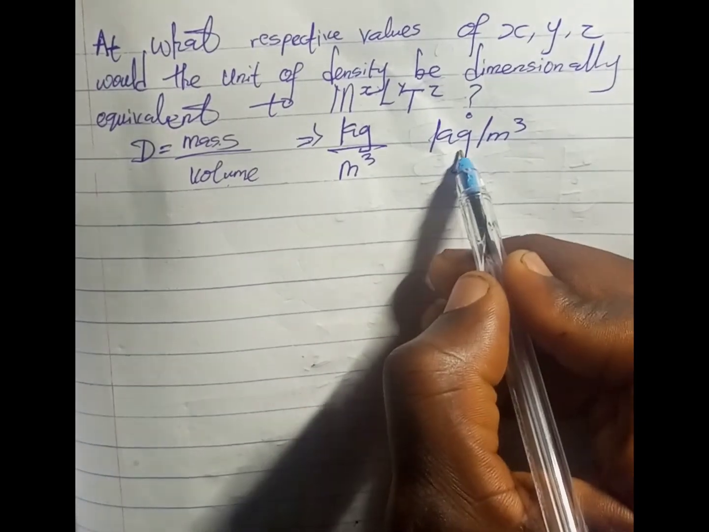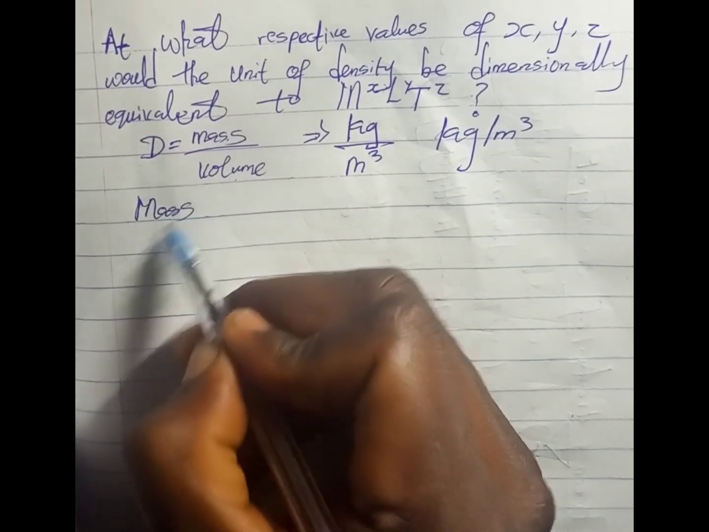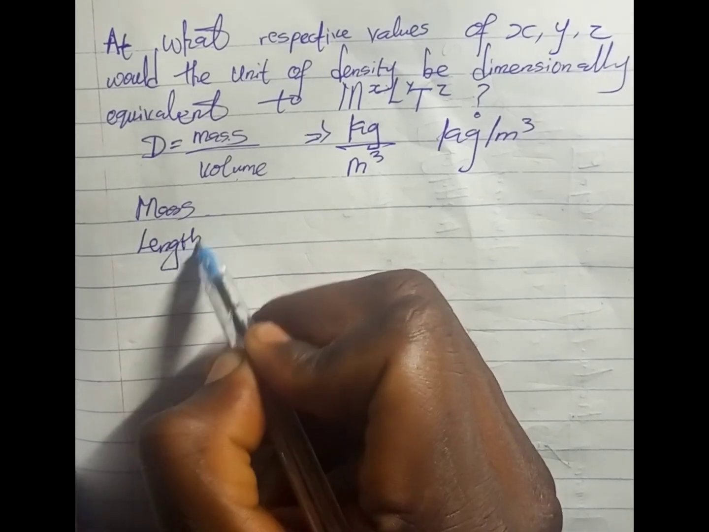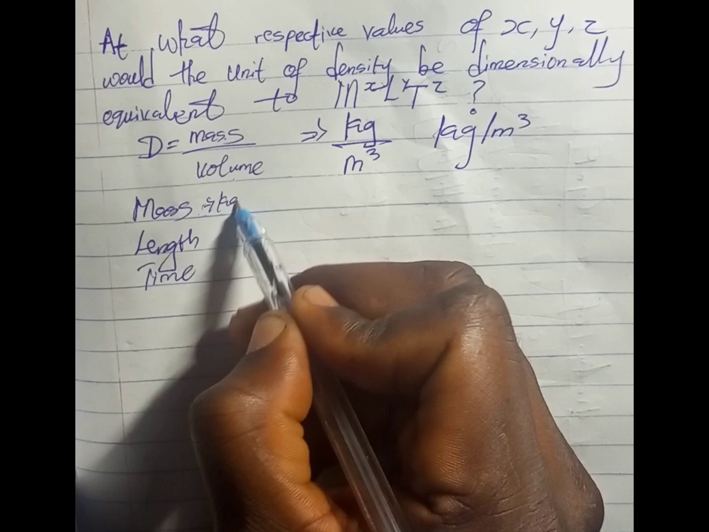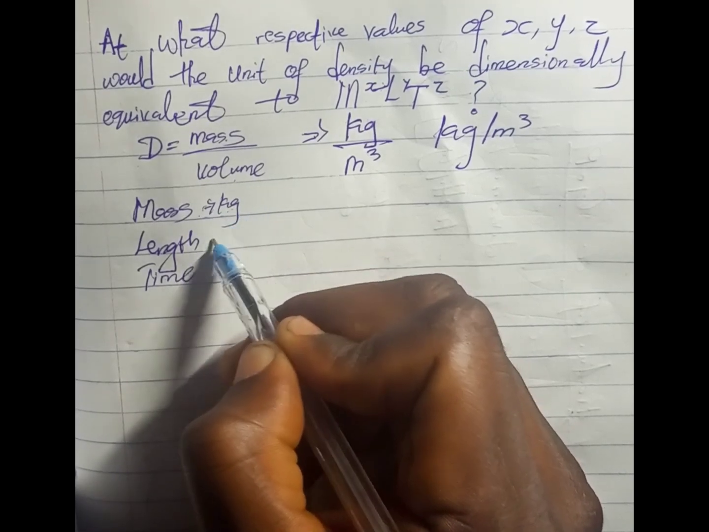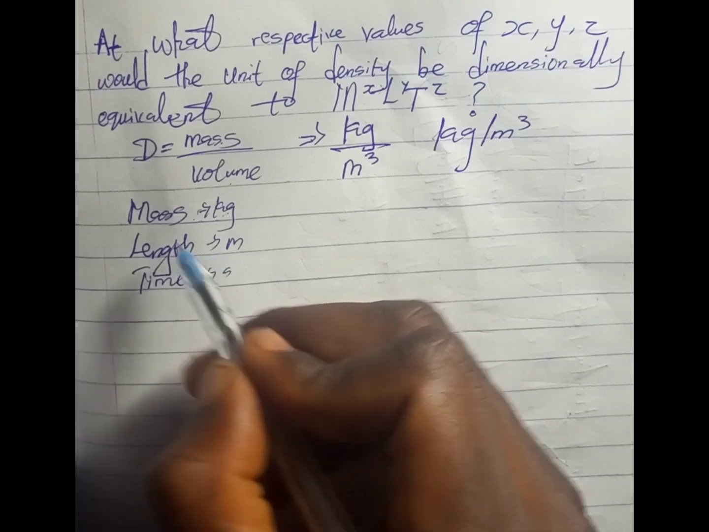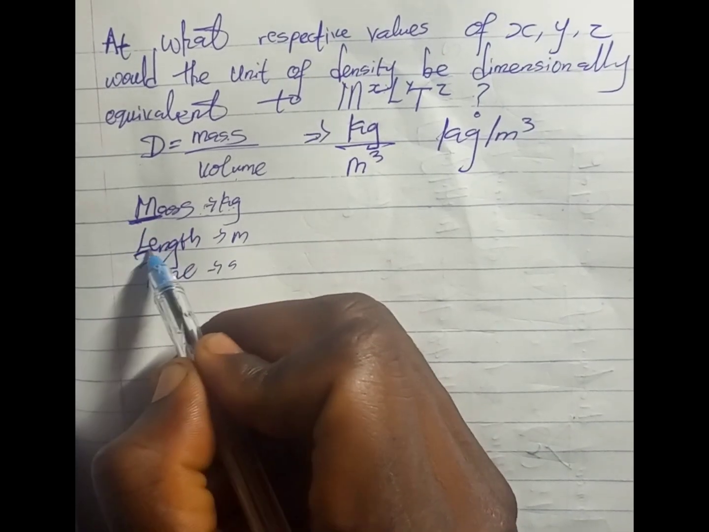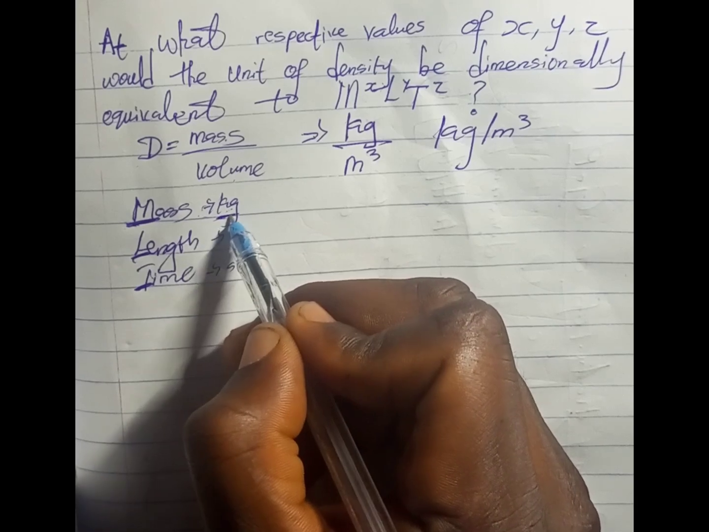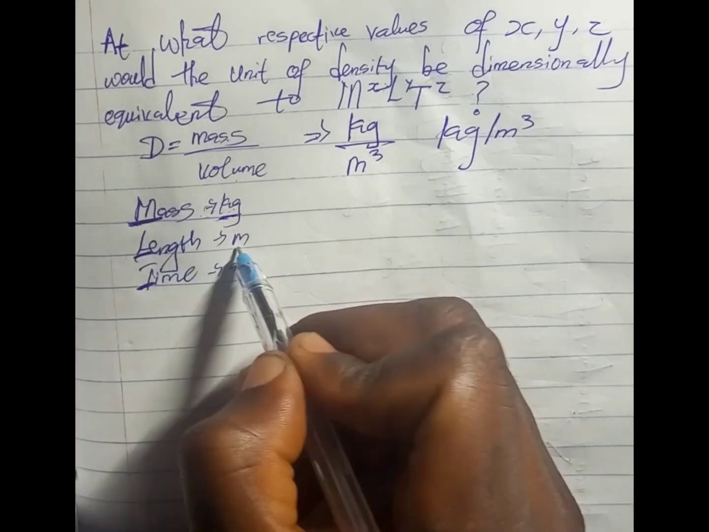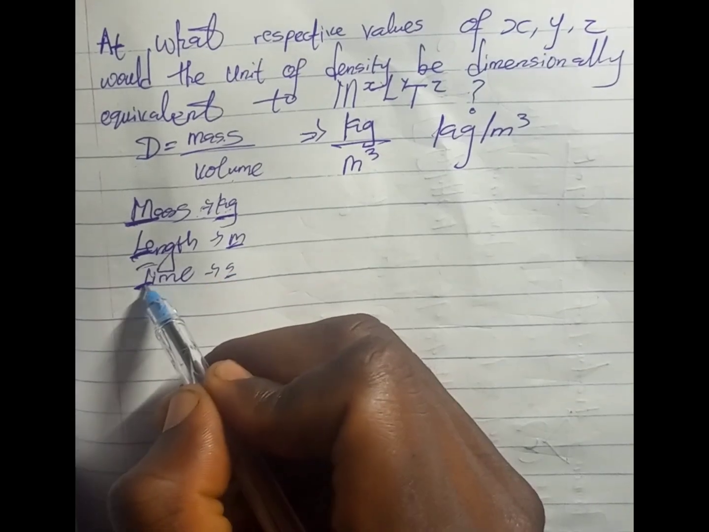So the dimension for density would actually be, if we consider mass, length, and time. Mass is measured in kilogram, length in meter, time in seconds. But when we are talking about dimension, we take these initials. Whenever we see kg, we know that it is mass, so we take M. Wherever we see meter, we know that it is length, we take L. Wherever we see second, we know that it is time, we take T.